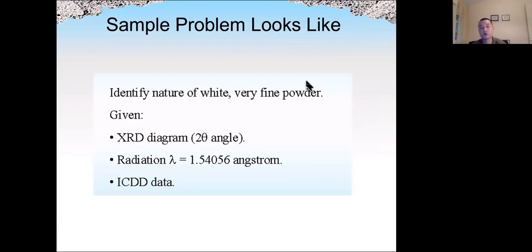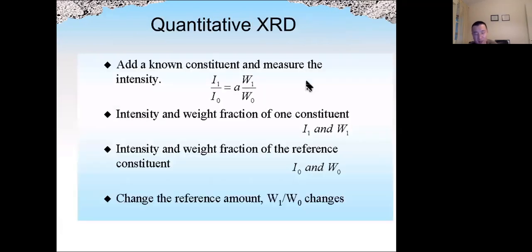A sample problem looks like this: they give us white fine powders and give us the XRD diagram with 2 theta angles, and also give us lambda. The lambda is fixed depending on the type of X-ray, and they also give us the database. So the software can identify the phases in the sample.